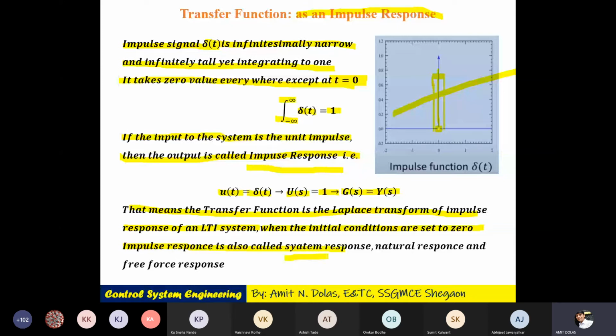The impulse response is also called the system response. I made a mistake while writing this spelling. The system response is also called the natural response, and it is also called the free force response. Three names for a similar thing: system response, impulse response, natural response, or free force response are the same.